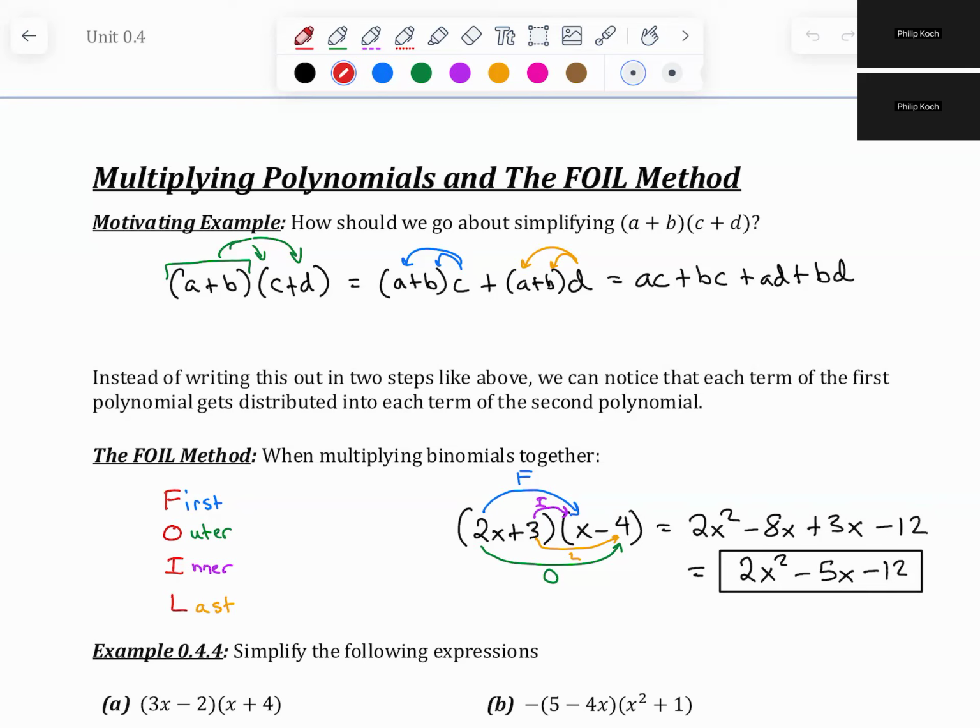The quiz for last week has been extended till this Wednesday because we didn't finish this, and there are questions in the quiz that deal with foiling. So we'll be dealing with that, and then we'll move on into factoring.